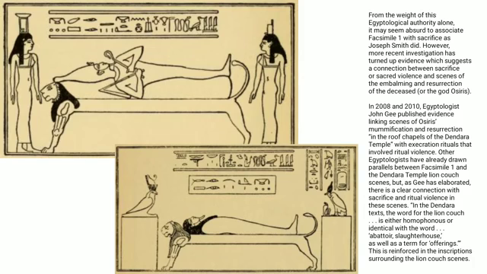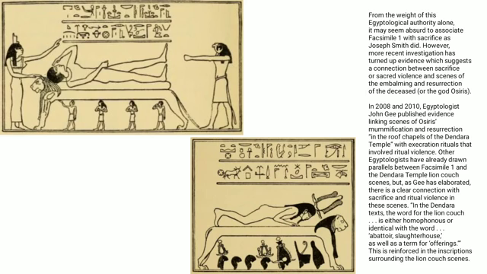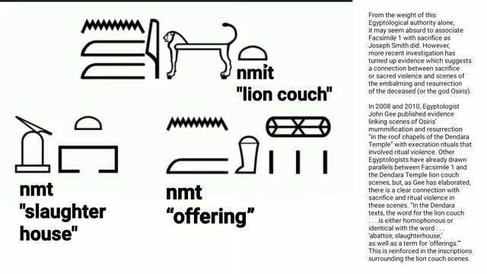In 2008 and 2010, Egyptologist John Gee published evidence linking scenes of Osiris's mummification and resurrection in the roof chapels of the Dendara temple with execration rituals that involved ritual violence. Other Egyptologists have already drawn parallels between Facsimile 1 and the Dendara temple lion couch scenes, but as Gee has elaborated, there is a clear connection with sacrifice and ritual violence in these scenes.